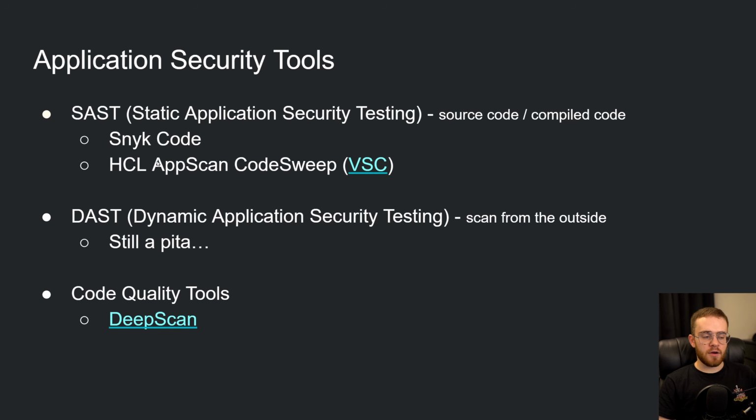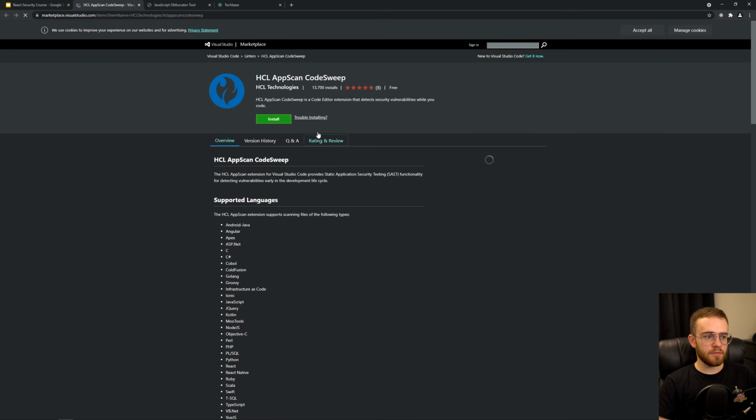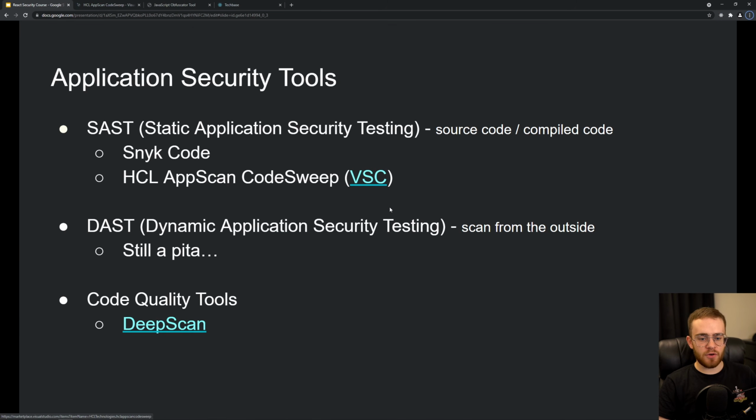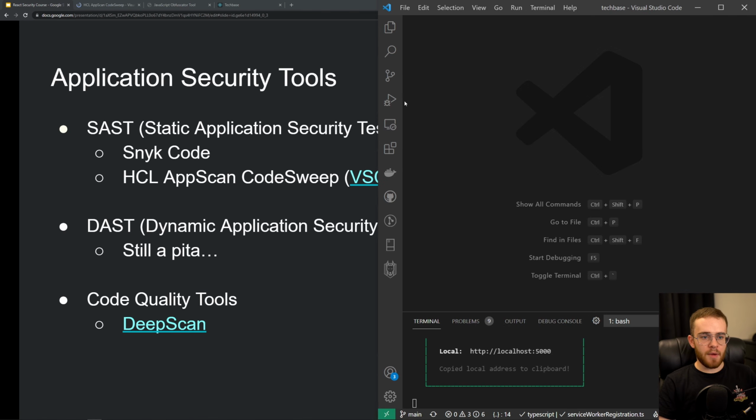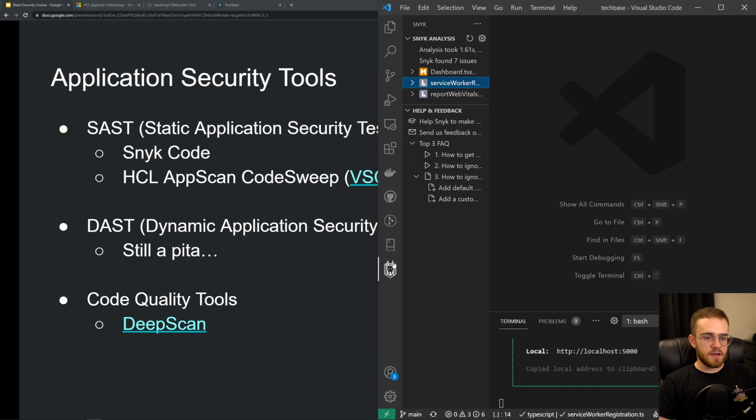There's another extension I can recommend for Visual Studio Code. It's the HCL AppScan CodeSweep. As you can see, we have it right here. I already have it installed. So, open up my own project again. As you can see, Snyk has done an analysis, and don't worry, my app is safe.